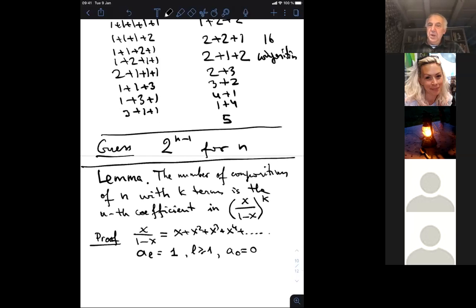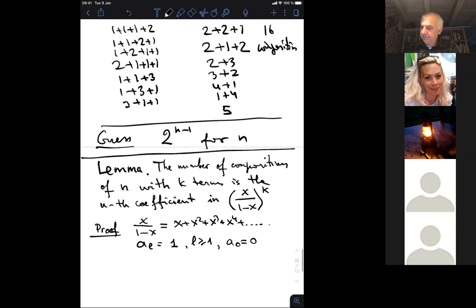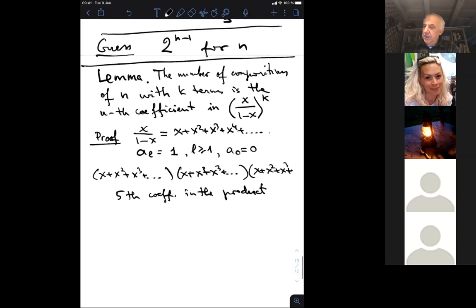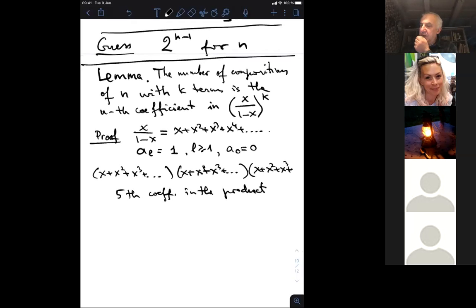Okay, now if we are multiplying such series, so if we take the kth power of this series, say take the cube, for example, and we pick, for example, the fifth coefficient in the product, this will give us exactly the number of ways to represent 5 as an ordered sum of positive integers.